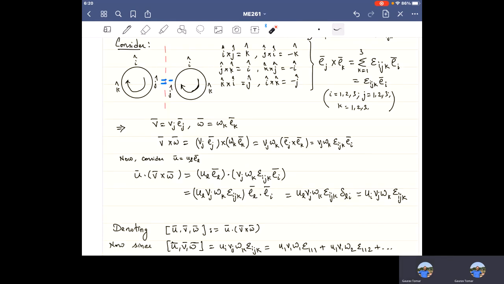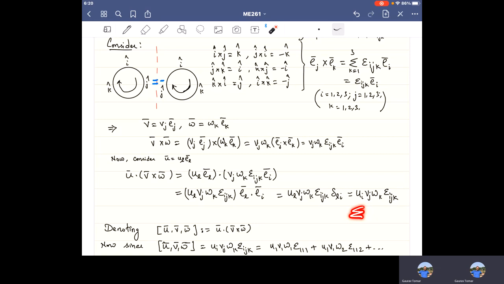So u dot v cross w, which is also a scalar, has this value, which is essentially a summation over i, summation over j, and summation over k. Correct? Repeated index.